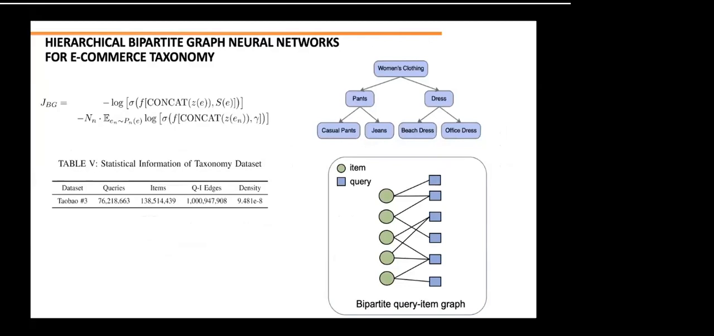Now, we briefly introduce hierarchical bipartite graph neural networks for e-commerce taxonomy. User search queries can effectively reflect the topics of interest to the user to bridge the gap between item taxonomy and user search intention. We apply our HiGNN on the query item graph to automatically generate a new topic-driven taxonomy structure. Here we modify the user item bipartite graph to query item bipartite graph and also modify the loss function for the bipartite graph.